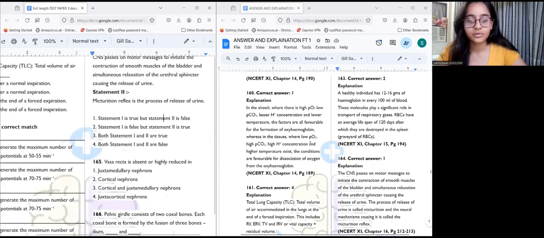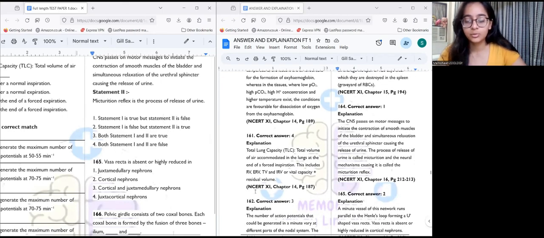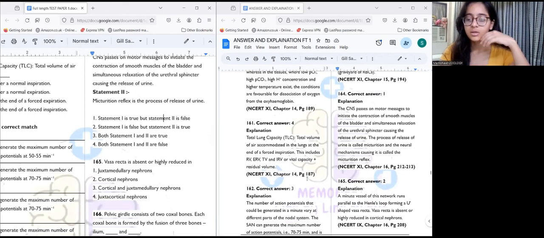For 165, vasa recta is absent or highly reduced in what? So the answer is option number 2. We have two types of nephrons, cortical nephrons and juxtamedullary nephrons. So vasa recta is reduced in cortical nephrons.